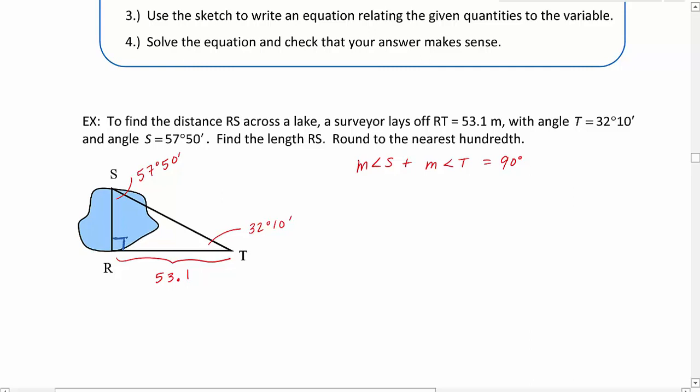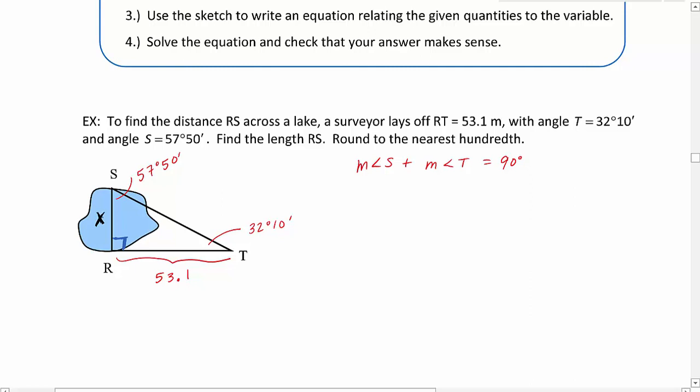But you can't just assume that. You always have to prove it. And on a test or something like that, I'm going to want to see something that shows that you proved that you had a 90-degree angle there. Okay, great. We got our 90 degrees. We're trying to find the length RS. That's this over here.